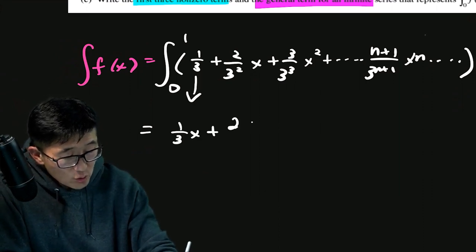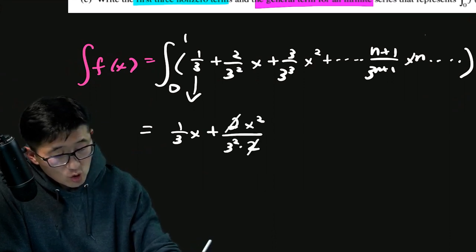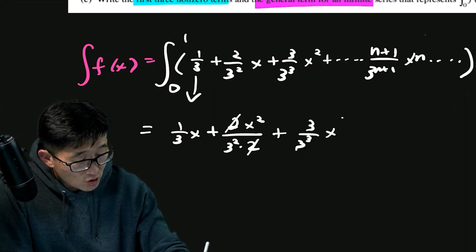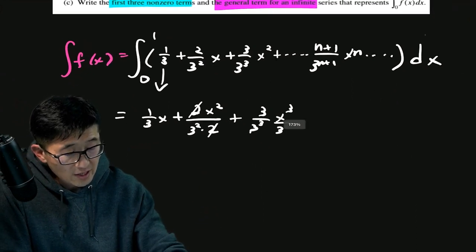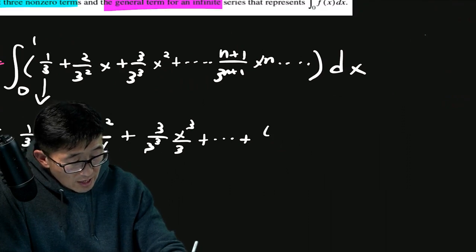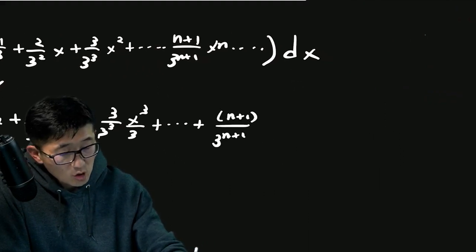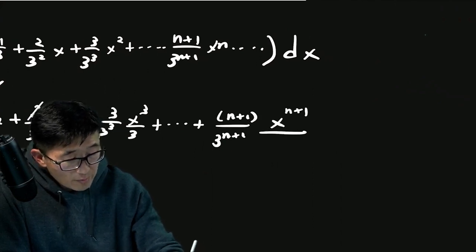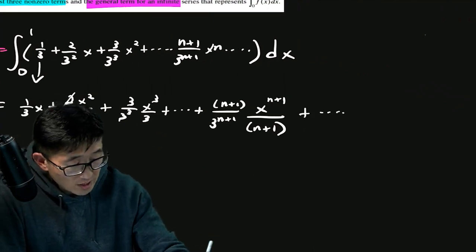And then you have 2x squared over 3 squared divided by 2, and notice that the 2's will cancel out. Then 3 over 3 cubed, x cubed over 3, because you add 1 to the exponent and divide by it, plus dot, dot, dot. Same thing here. N plus 1 will stay the same. 3 to the n plus 1 is kind of like the coefficient. The x variable gets n plus 1 divided by the same exponent. And there it is. And then you just go plus dot, dot, dot.